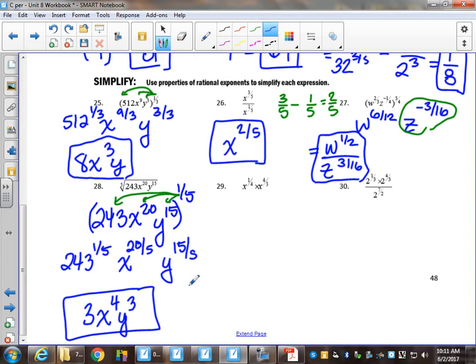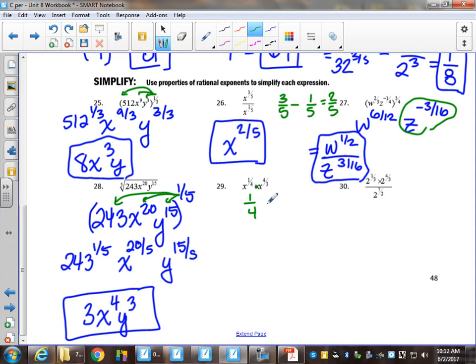Who's got 29? Let someone try this. CJ, go for it. We do need to make the denominators the same because what are we going to do with the exponents? Nothing to distribute. This is where I would have something to distribute. Product of powers, what do we ultimately want to do with the exponents?